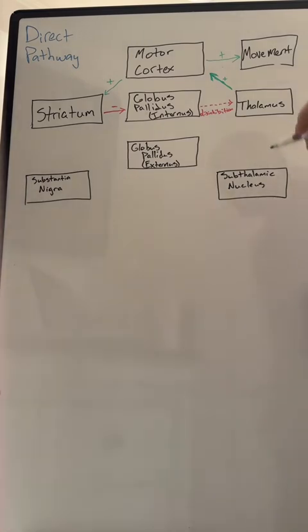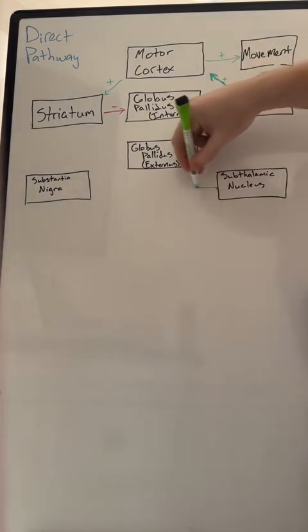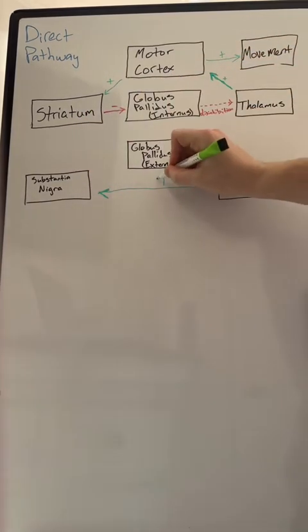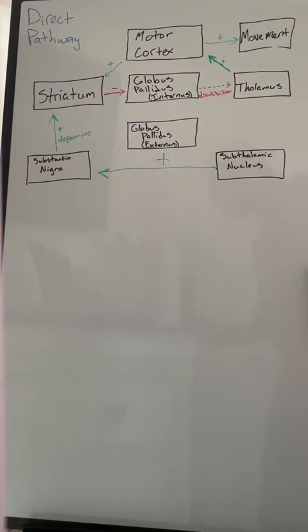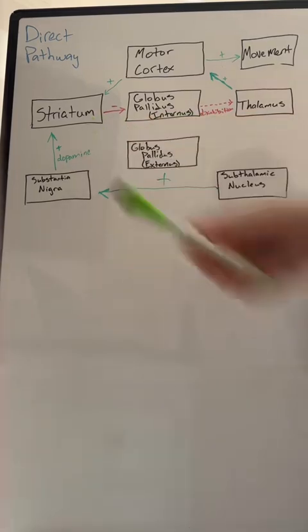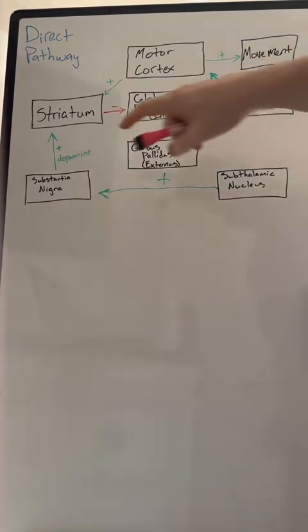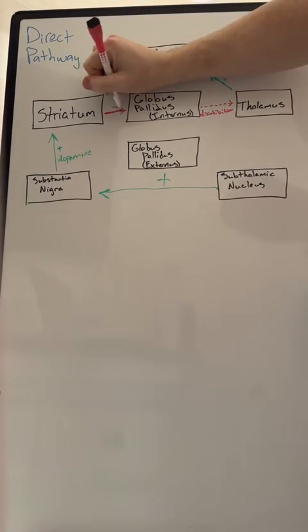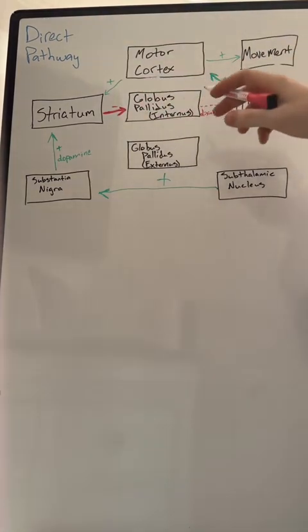So this is where dopamine comes in. The subthalamic nucleus sends excitatory signals to the substantia nigra. Then the substantia nigra sends dopamine to the striatum. In the direct pathway, dopamine acts as an excitatory transmitter by binding to the D1 receptors in the striatum. So the excitation of the striatum leads to greater production of GABA to further inhibit the globus pallidus internus.